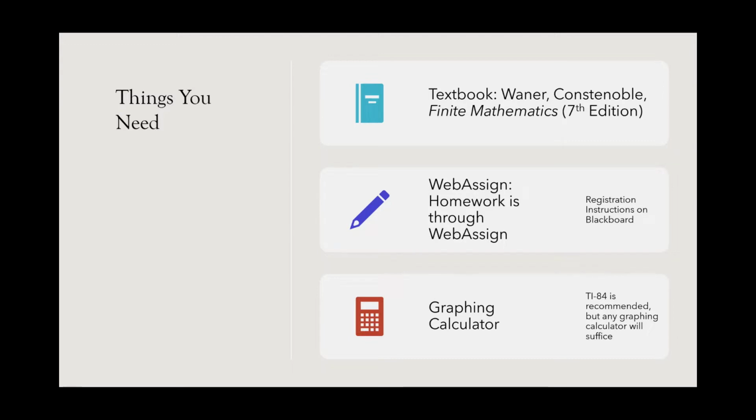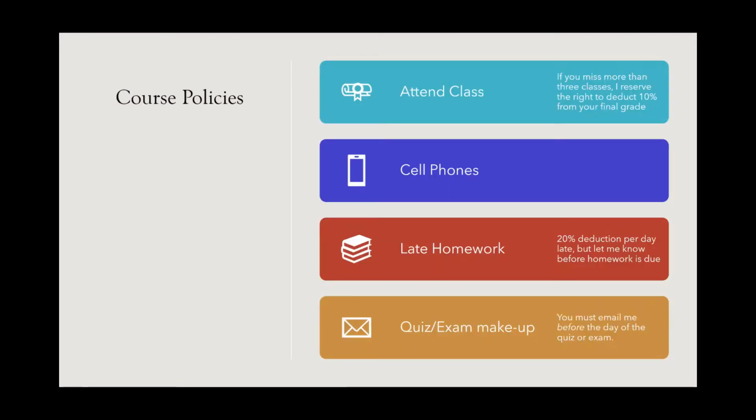It doesn't even have to be a TI graphing calculator, but anything that you have would be fine. If you don't own a graphing calculator, maybe you want to borrow it from somebody that you know if you don't necessarily want to buy it. But otherwise, you're going to have to buy one for the class. All right, so here are my course policies.